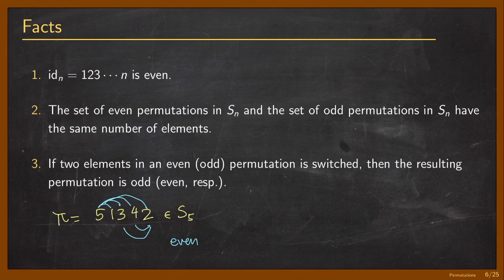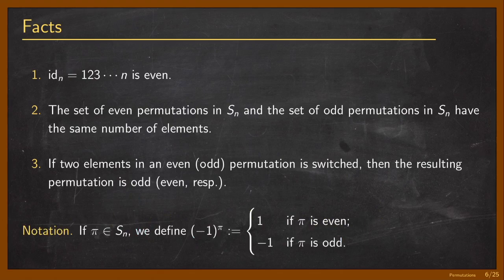Now let's consider the permutation sigma obtained by switching two elements from pi. Let's say I switch 2 and 5: 2, 1, 3, 4, 5. This is now a different permutation, right? If you count the number of inversions, it's going to be 2, 1. What else? No more. Only 2, 1 is there now as an inversion. As you can see, sigma is odd because two elements in the permutation are switched. This can also be proven in abstract algebra, and we don't have enough tools to guarantee this here.